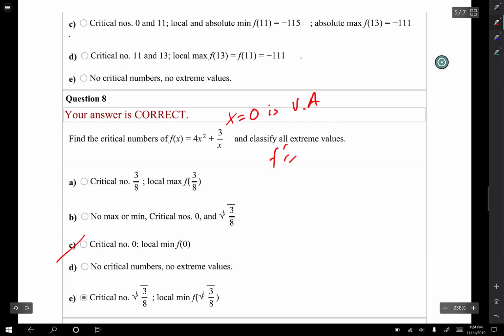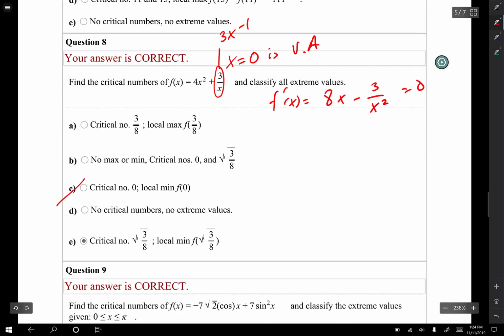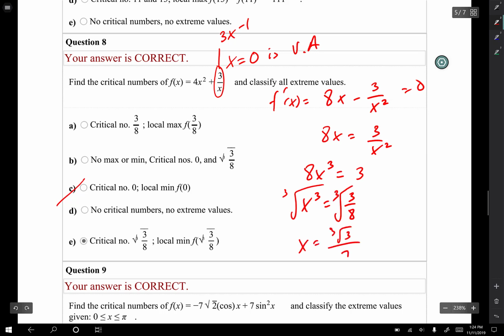All right, here we go. F prime of x equals 8x. And remember, 3 over x is the same thing as 3x to the negative 1. So minus 3 over x squared. Set that equal to 0 to get your critical number. So 8x equals 3 over x squared, times x squared. 8x cubed equals 3. Divide by 8. X cubed equals 3/8, and then just take the cube root. X equals the cube root of 3 over 2.